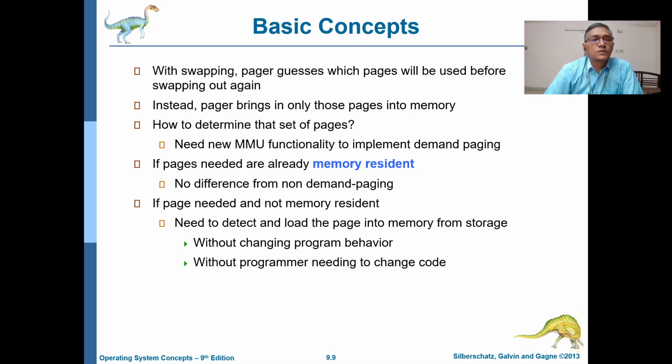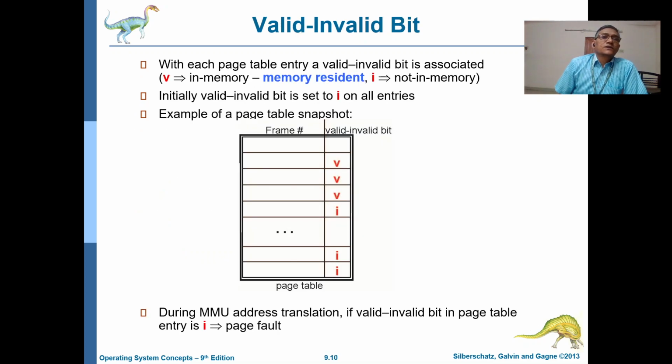Here is the corresponding memory management unit, where the concept of demand paging comes into the picture. If the pages needed are already memory resident, there is no difference from non-demand paging. If a page is needed and not memory resident, we need to detect this and load the page into memory from storage. So a valid-invalid bit is implemented. With each page table entry, a valid-invalid bit is associated. V means it is in memory, memory resident. I means not in memory. So the valid-invalid bit is initially set to I on all entries.